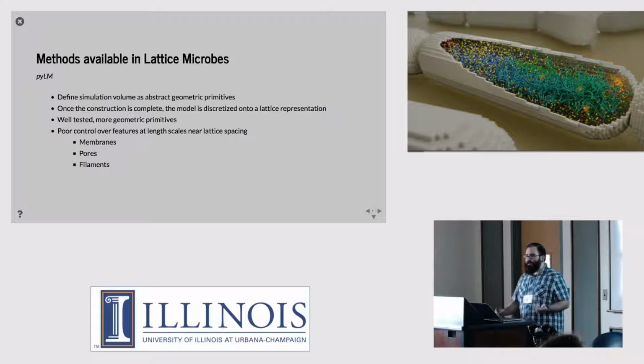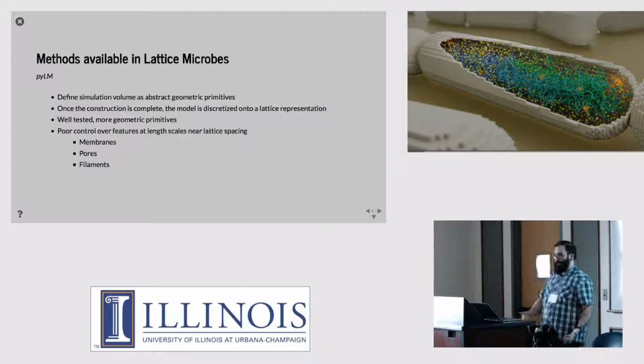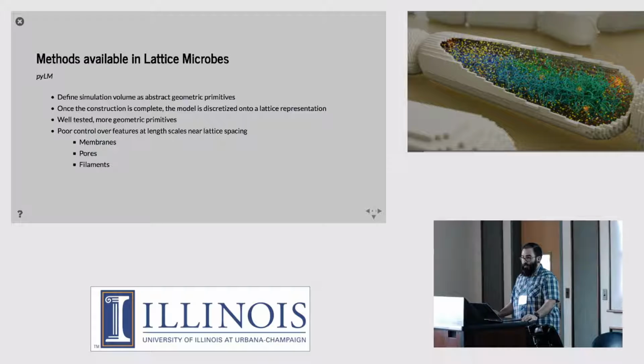There are two ways to build site type lattices. There's the original way using PyLM, where we have a set of geometric primitives, like spheres, cubes, cylinders, cones, and you use these to design your cell using constructive solid geometry. You can take a sphere, a cylinder, and another sphere, and take the union of those sets, and you can build a capsule. From the capsule, you can build an E. coli cell or whatever you like.